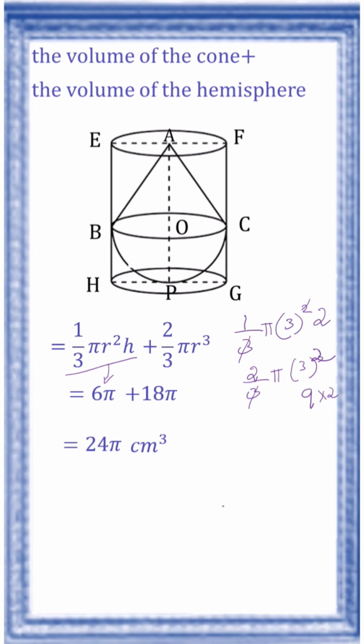But we have to use pi is equal to 22 by 7. They have given it in the question. So if you calculate this one, 75.42 centimeter cube. So volume of the toy is 75.42 centimeter cube.